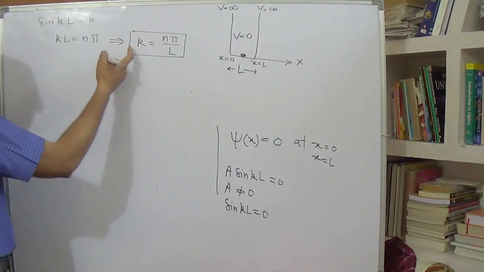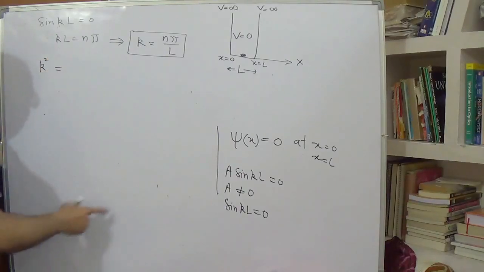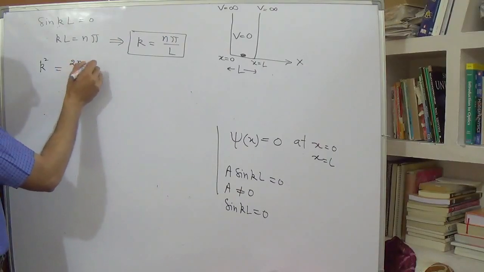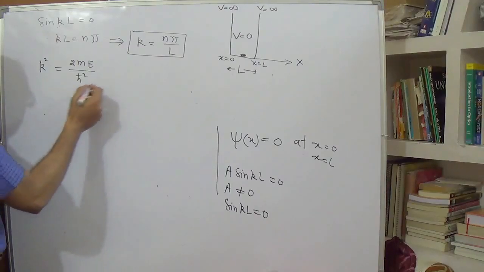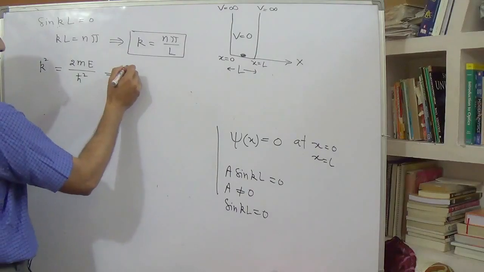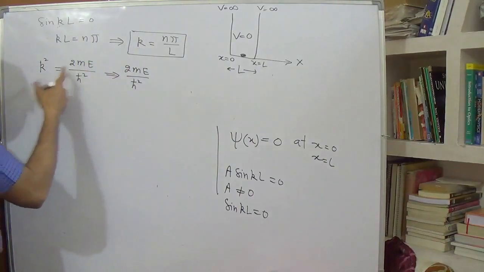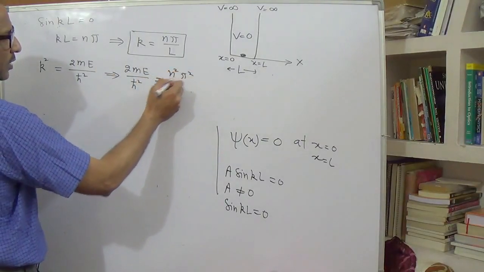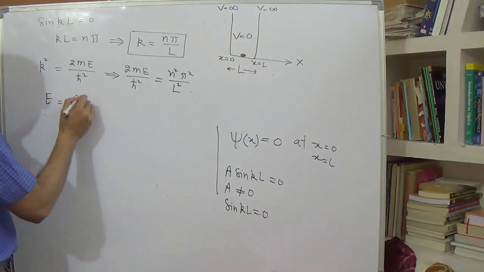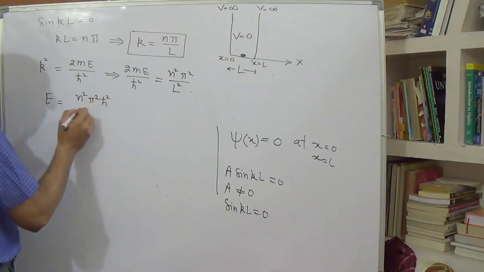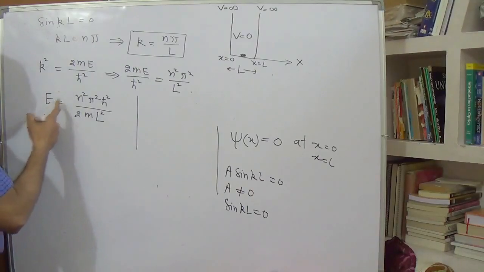Now I have to put this value of k in the formula which I used in equation number 2, k square is equal to 2mE upon h cross square. So I have to find the value of E in terms of this k. That becomes 2mE upon h cross square, and now I put this value in here. So it is equal to n square pi square upon l square. So E is equal to n square pi square h cross square upon 2m l square.